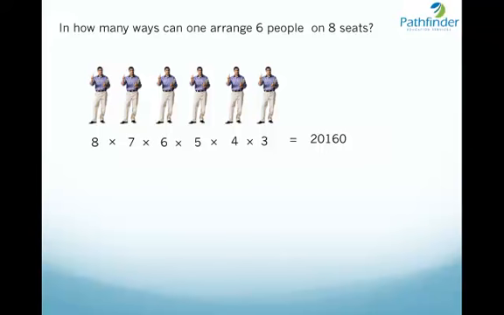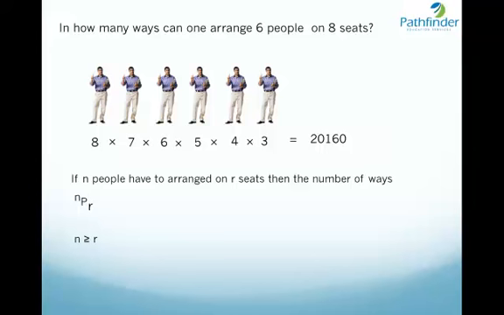But we can directly apply the formula that I just shared with you. The number of permutations of n things taken r at a time is given by nPr, where n is greater than r. Here n is the number of seats, 8 seats, and r is the number of people. So the number of ways of arranging 6 people on 8 seats is given by 8P6, which is equal to 8 into 7 into 6 into 5 into 4 into 3, which is basically the same quantity as above, 20,160.